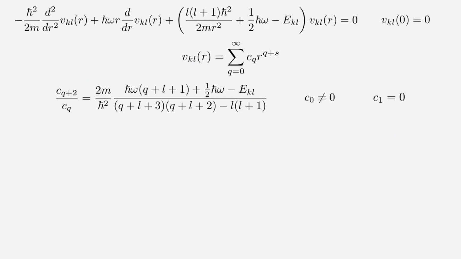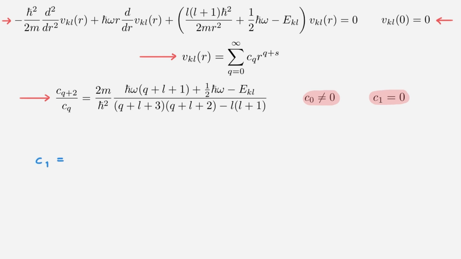Let's recap. We are seeking a solution to this differential equation up here, subject to this boundary condition. We have started by postulating a solution in the form of a power series that we write like this. And we've now established that the expansion coefficients in this power series must obey this recurrence relation between C_{q+2} and C_q, and we also have that z_0 is different from 0 by definition, while we found that C_1 vanishes. With this information, we're now ready to understand the form that the power series takes.